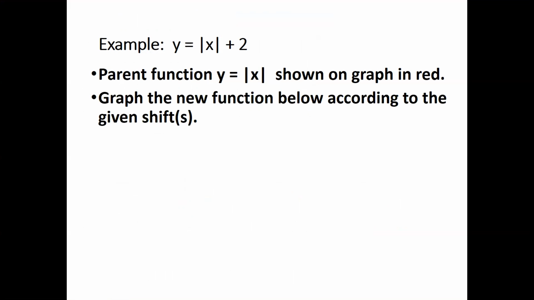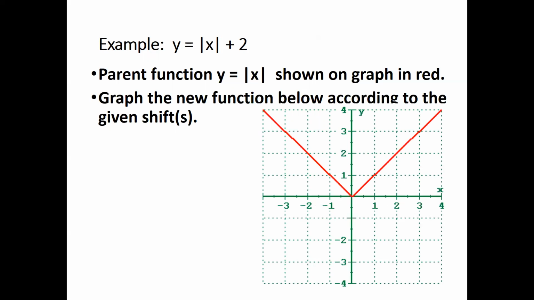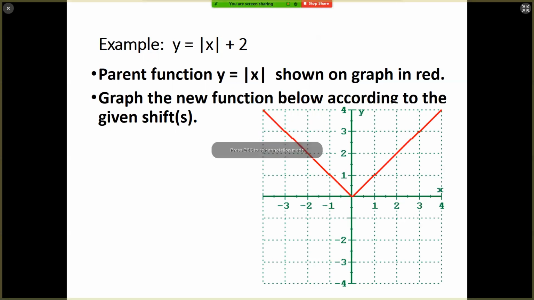So here we're going to look at the example, y equals the absolute value of x plus 2. Our parent function is the absolute value of x. That's actually graphed for us already in red. We're going to graph the new function according to the given shift or shifts. In this case, we only have one number, which means we only have one shift. We have to identify whether this plus 2 is hanging out at the end or if it's inside with the x. If it's inside, it's going to move us left or right. If it's out at the end, it's going to move us up or down. What do we think?